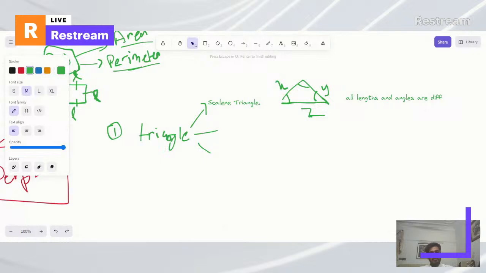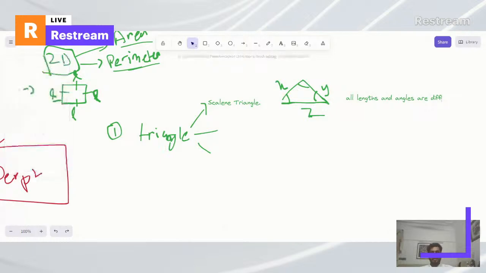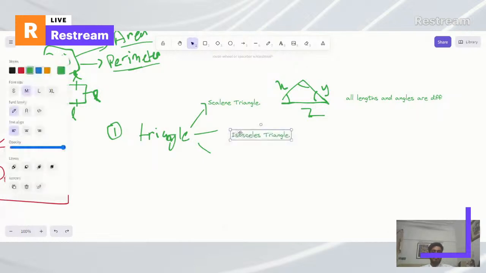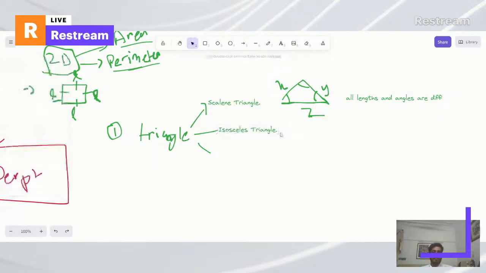Yeah. So now, if I talk about another type of triangle, it's called an isosceles triangle. So why am I explaining these to you? Because in terms of angles and everything else, it's going to play a major role. So you need to know what that means.